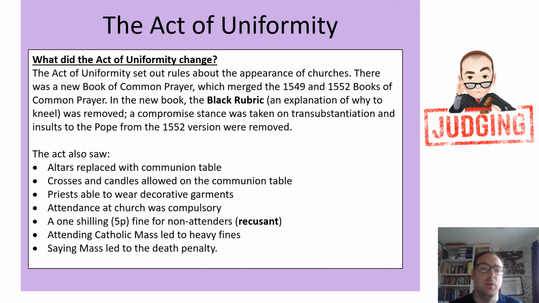Now, the Act of Uniformity set out the rules about the appearance of the church and the key actions that take place inside it. So there's a new Book of Common Prayer, which merged the fairly moderate 1549 and more radical 1552 books of common prayer, the Protestant books of prayer that had been brought in by Edward. In the new book, the Black Rubric, which had given the explanation of why kneeling was okay, was removed. A compromise stance was taken on transubstantiation.